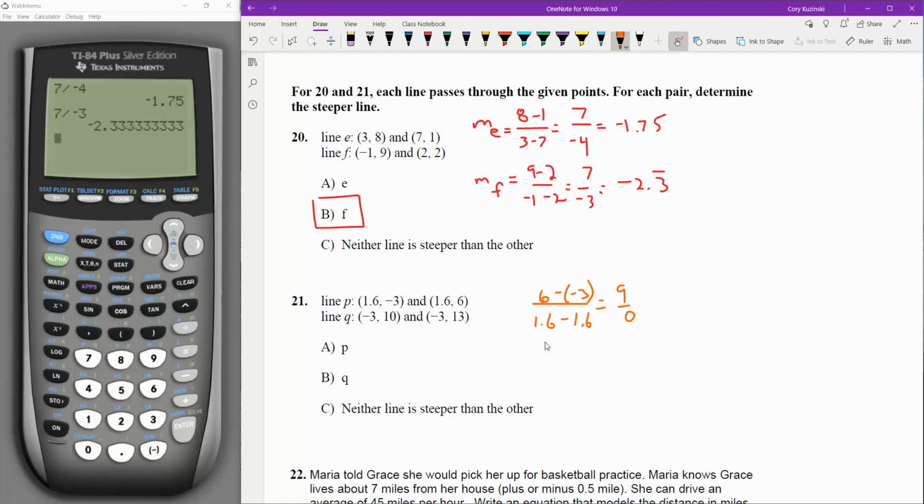All right, same thing here. Let's do 13 minus 10. Undefined slope means it's vertical. It's really, really steep. And let's do negative 3 minus negative 3. Again, you're going to get 0 here on the denominator. So neither line is any steeper than the other because they are both vertical lines.